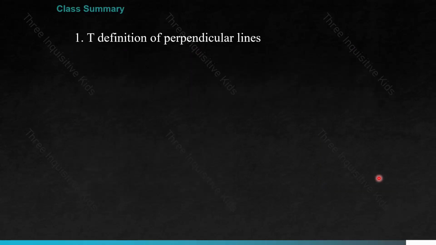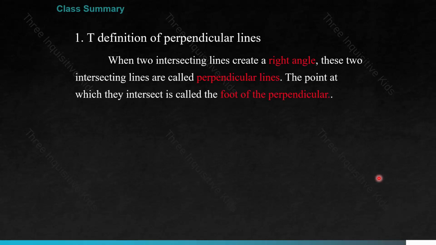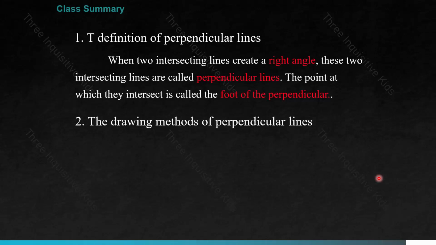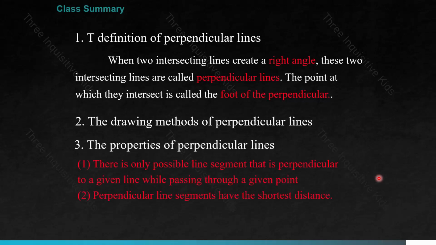Class summary. Today we learned about the definition of perpendicular lines. When two intersecting lines create a right angle, these two intersecting lines are called perpendicular lines. The point at which they intersect is called the foot of the perpendicular. We also looked at the drawing methods of perpendicular lines, as well as their properties. We learned two main ones.